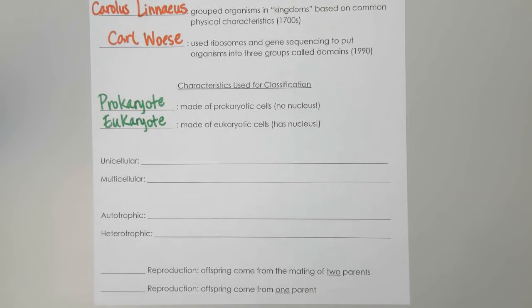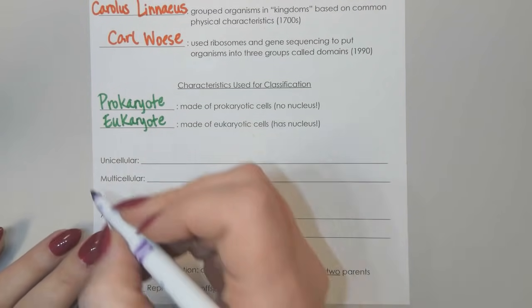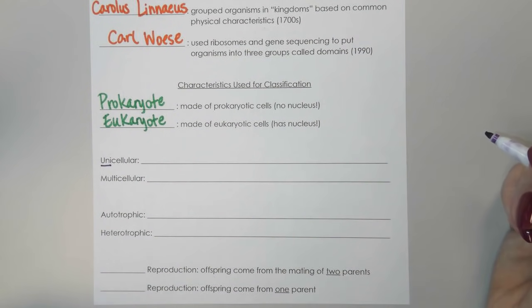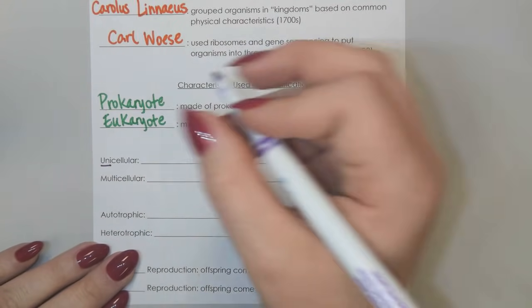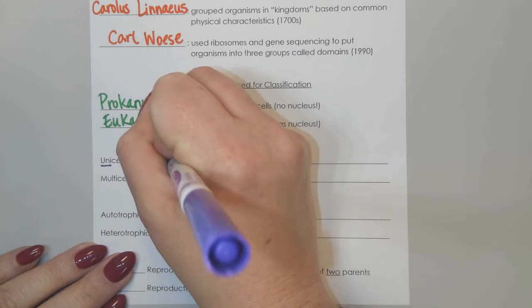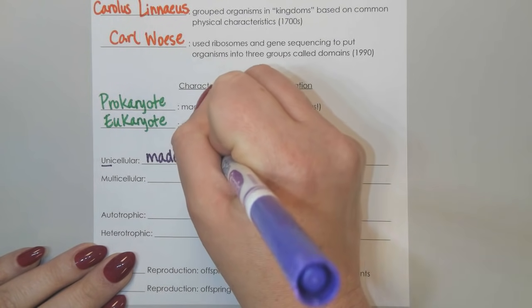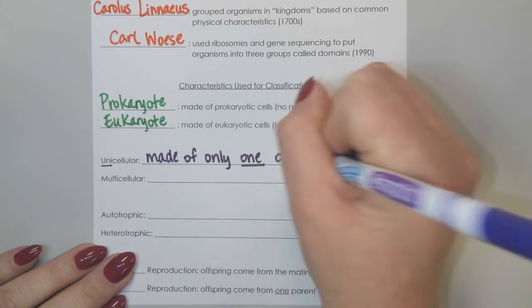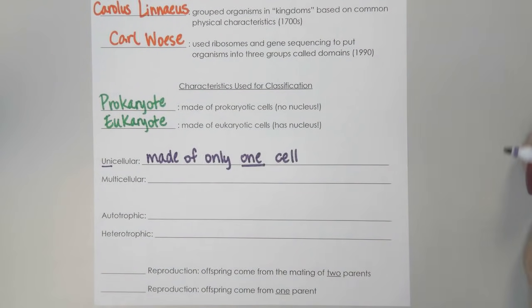Another thing that scientists look at is how many cells is it made of? We know that it has to be made of cells to be considered a living thing, but then we look at the number. Unicellular, okay, the prefix uni means one. A unicycle has one wheel. A unicorn has one horn. So unicellular is made of only one cell. So a unicellular organism is just one cell.